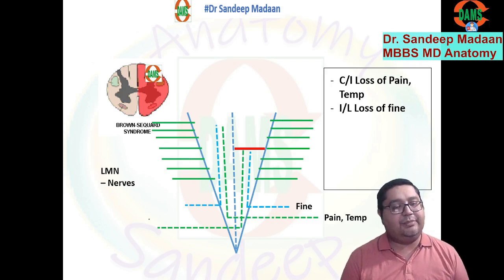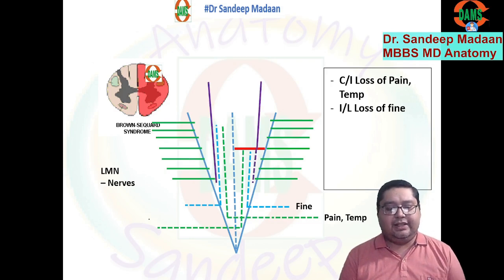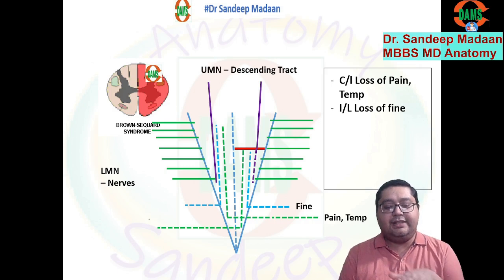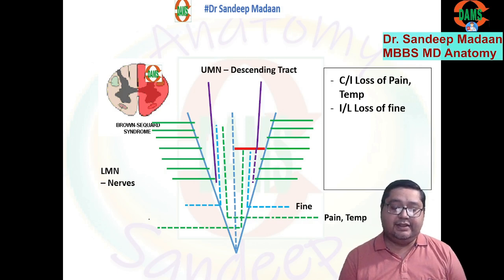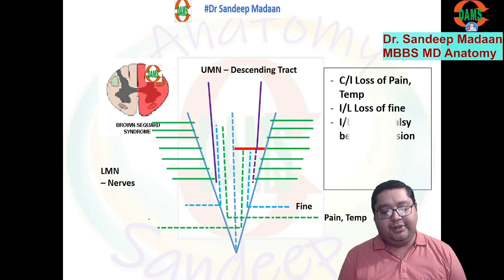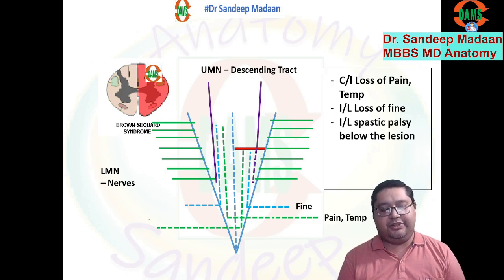But any nerve for that matter will be LMN. These are nerves, but technical name is LMN. And these are the tracts coming down. But tract is UMN and it is getting cut by this section, right? If the tract is getting cut, this is where is the loss, below the palsy. So this will be ipsilateral spastic palsy. Why? Because UMN is gone. And where? Below the lesion.